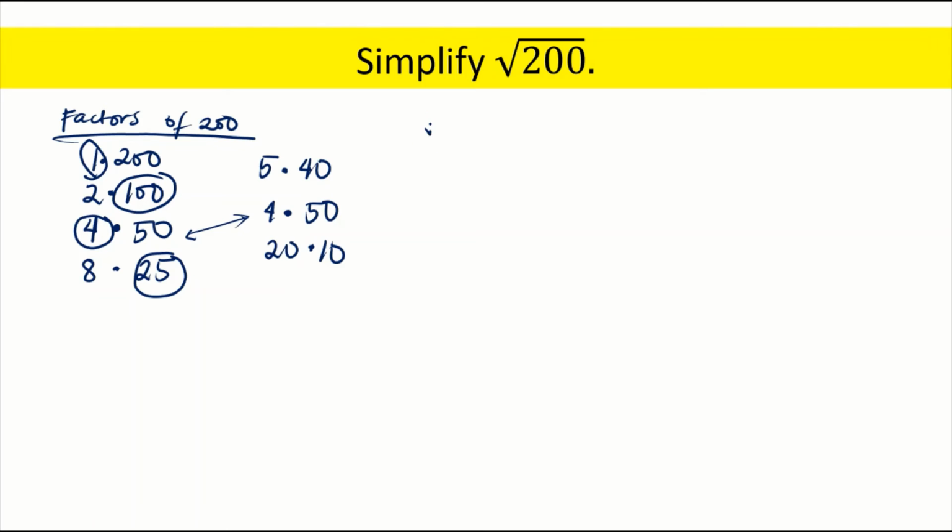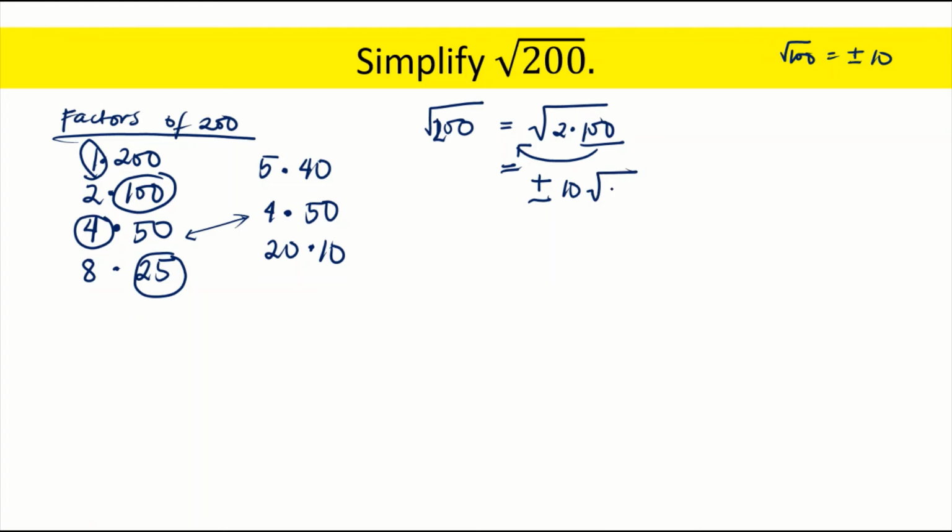So, square root of 200 is equal to square root of 2 times 100. And then, ilalabas natin yung 100. What is square root of 100? Square root of 100 is positive and negative 10. So, we have positive and negative 10 square root of 2. So, square root of 200 is equal to positive and negative 10 square root of 2.